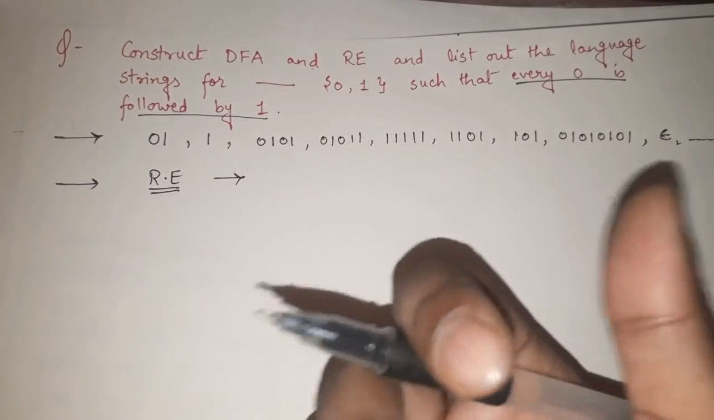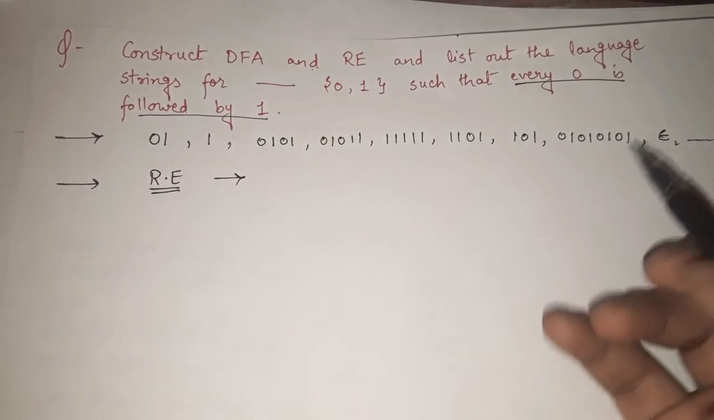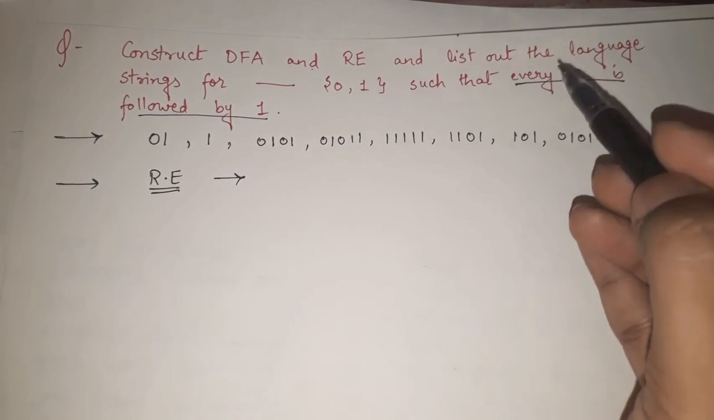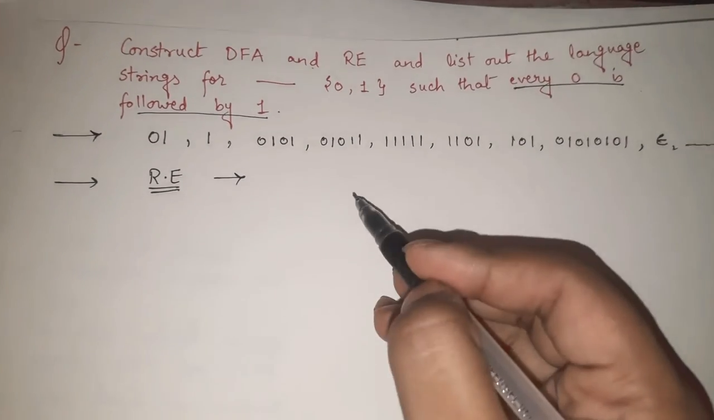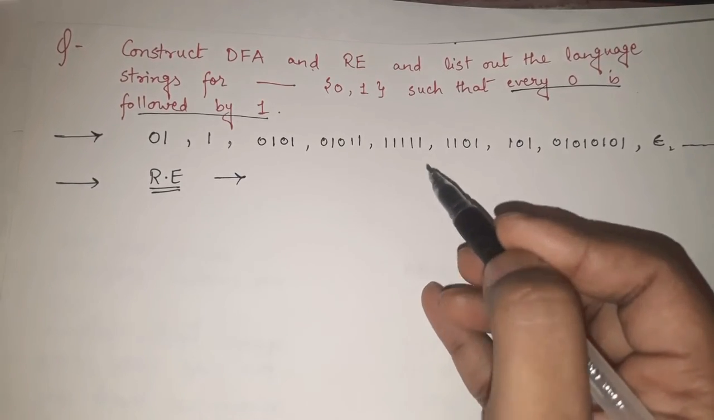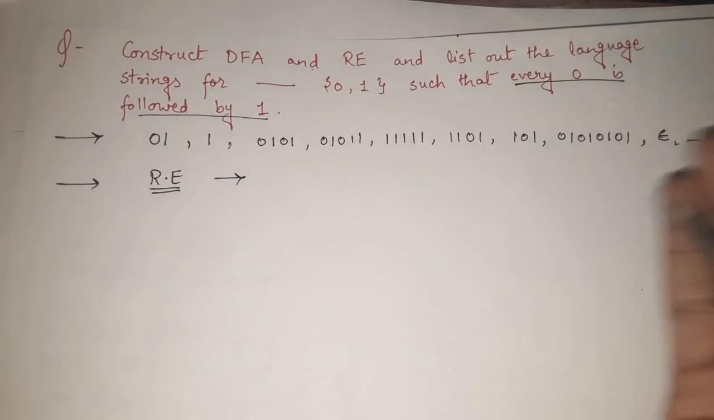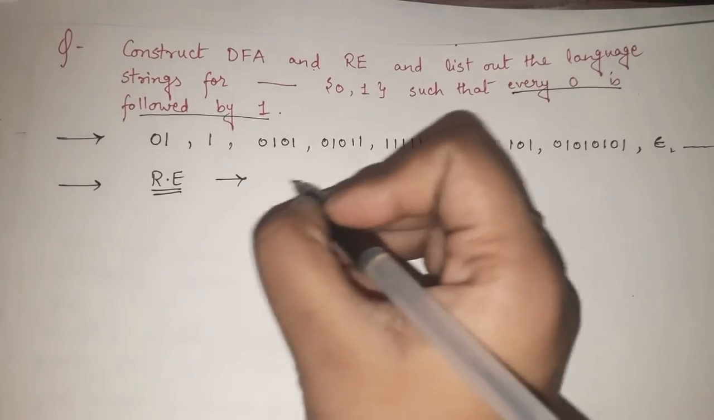The overall idea is, whenever there is a 0, there should be a 1 immediately after it. Whenever 0 is there, 1 should be there followed by that 0. But there is no condition on 1. So what should be my regular expression?